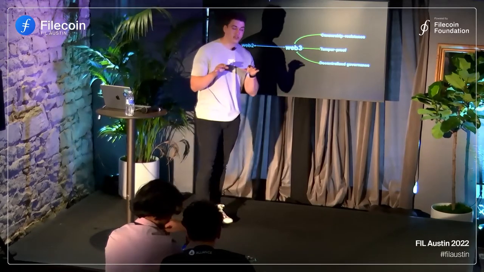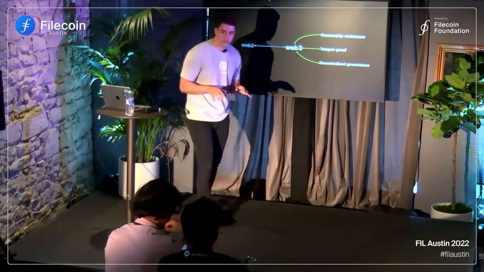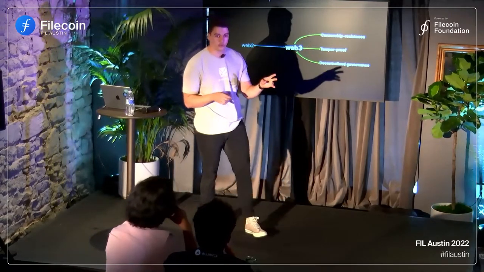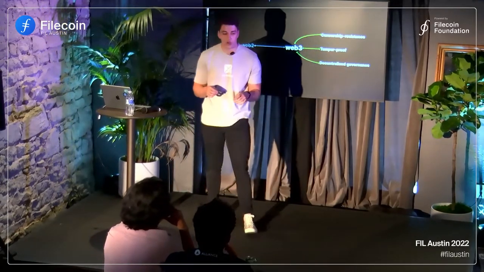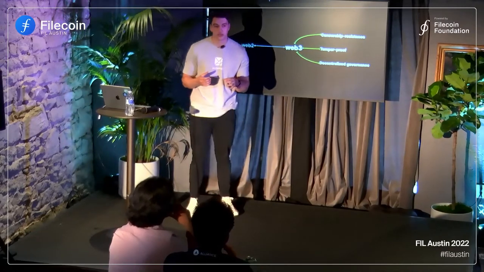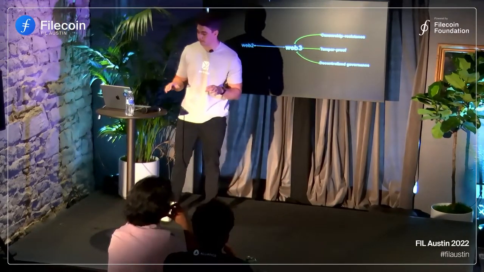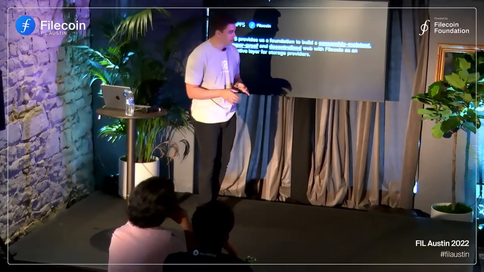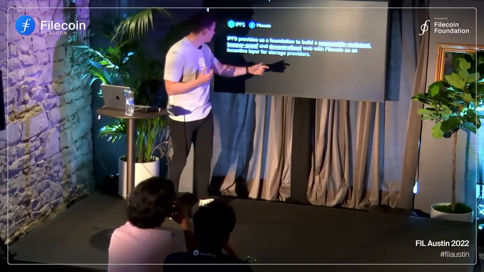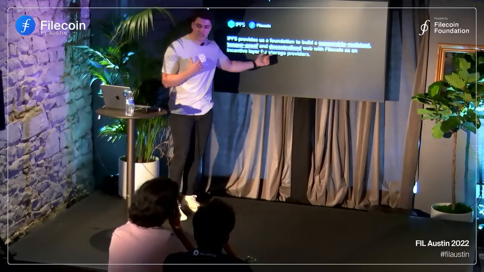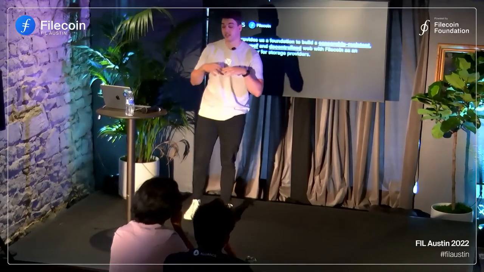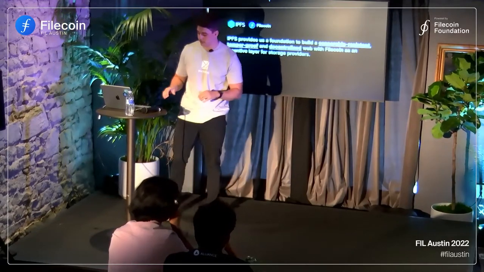So if you're in this room, you probably have an idea of the transition from Web 2 to Web 3 and the opportunity it provides us to achieve digital freedom, where IPFS provides us a foundation to build a censorship-resistant, tamper-proof, and decentralized web. Filecoin provides us an incentive layer for storage.